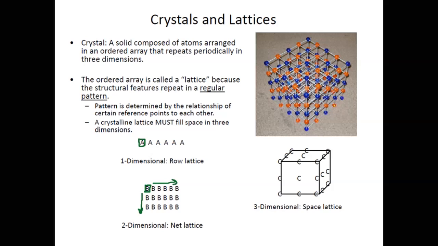Now, what we're mainly interested in is a 3-dimensional lattice, which is called a space lattice. So here, the C is the item that gets repeated in 3 dimensions. So you go X, Y, and Z, and you see that the C gets repeated in 3-dimensional space. And so C is the repeat unit that is repeated. And so this is what we mean by a lattice. It has to have something that gets repeated periodically, depending on whether it's a first, second, or third dimensional lattice type.